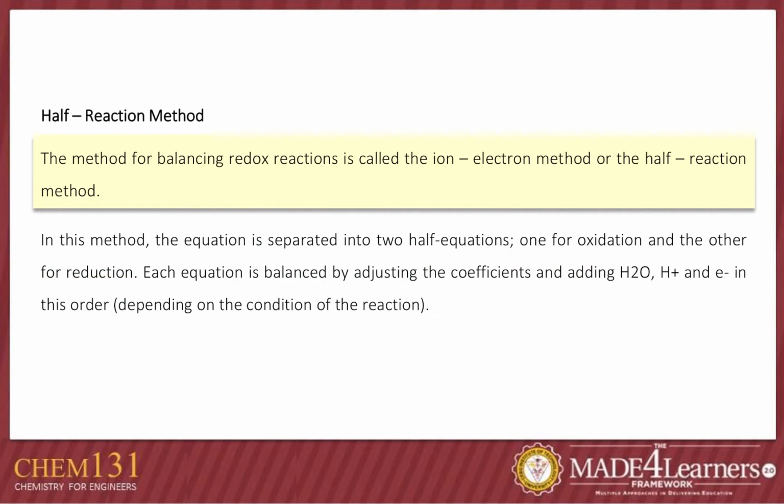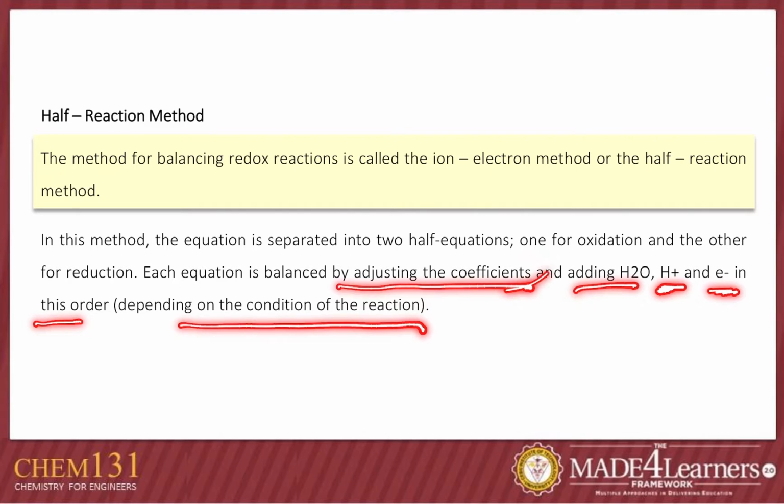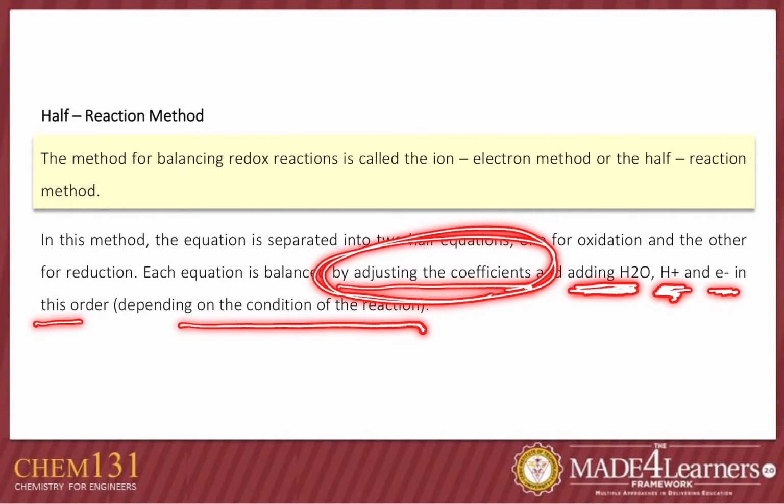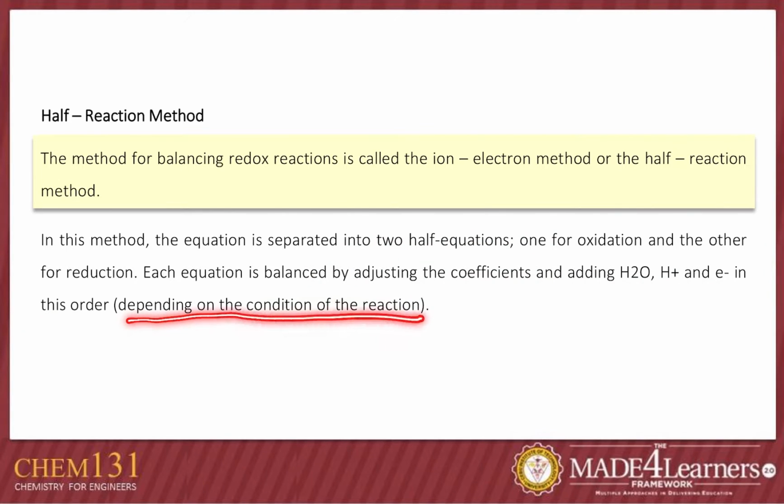It's not just simply adjusting the coefficients. It's by adjusting the coefficients, but aside from that, we add water, hydrogen ion, and electrons, in this order, depending on the condition of the reaction. So it isn't just adjusting the coefficients, it may sometimes involve the addition of water or hydrogen ion or the hydroxide ion and electrons, in this order, meaning we balance the number of electrons last. And it depends on the condition of the reaction.